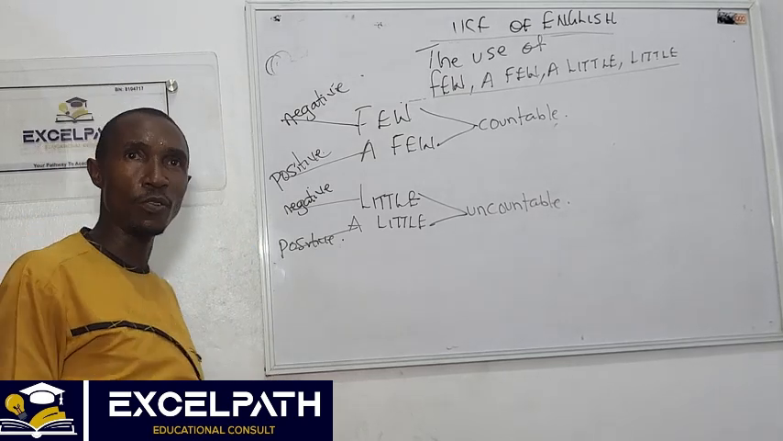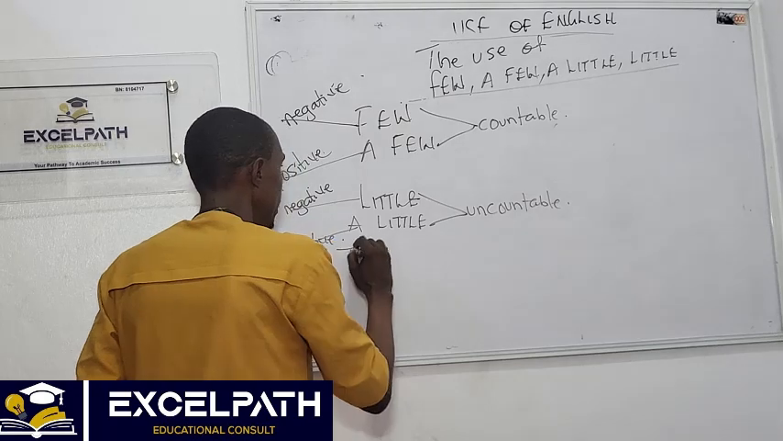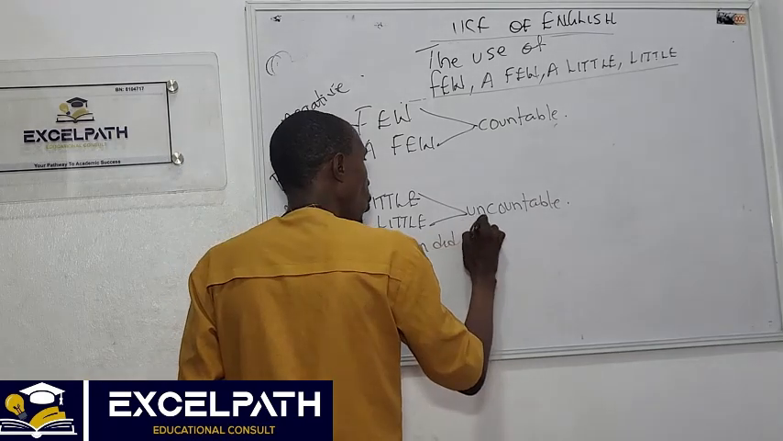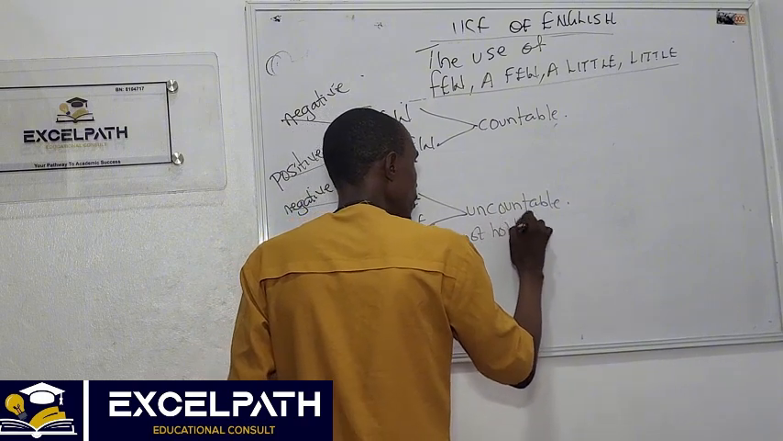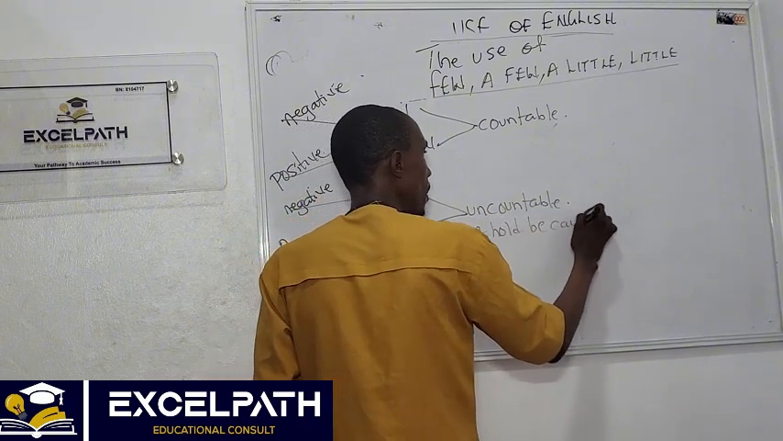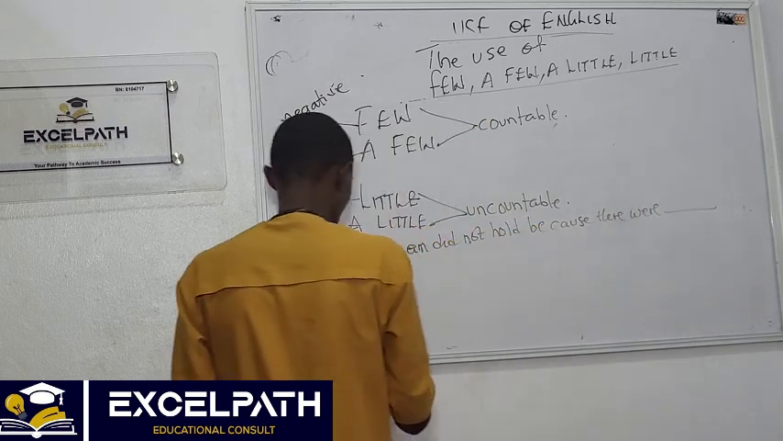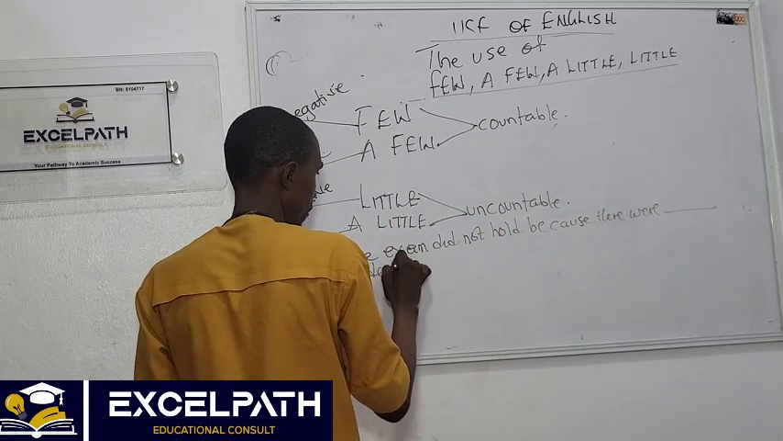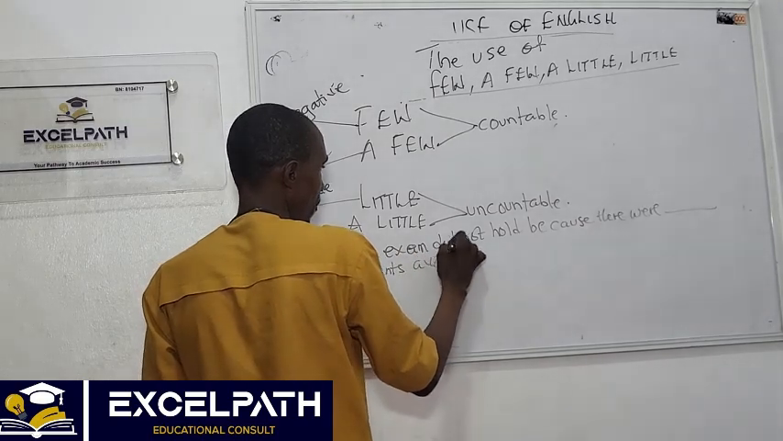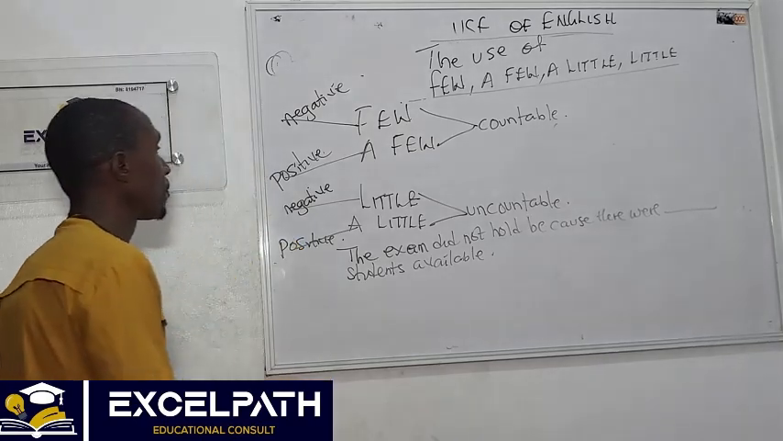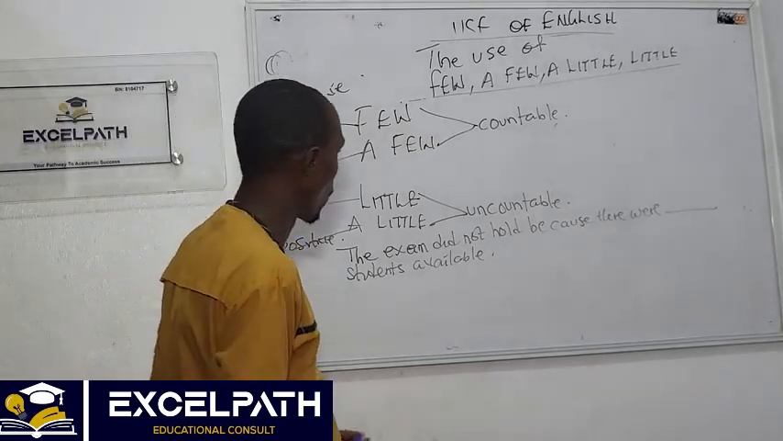Now, look at this question. The exam did not hold because there were dash students available. Now they ask you to put few, a few, little, and what? A little.